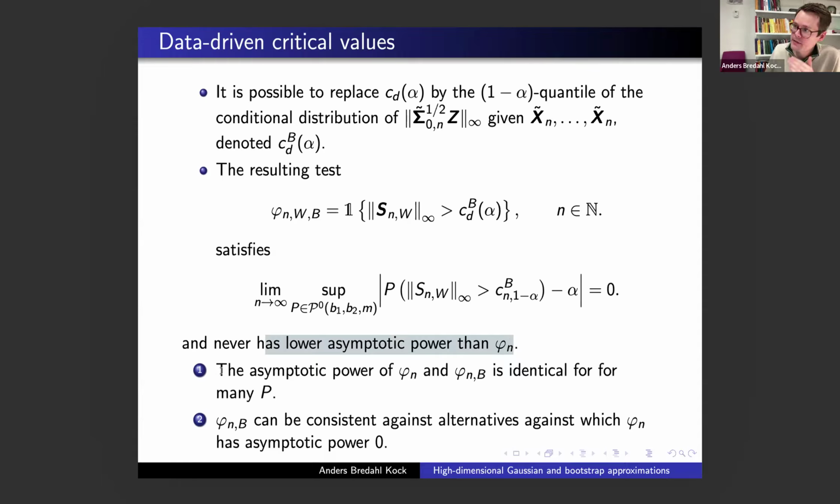But one can also show that for many distributions, it doesn't help to use these data-dependent critical values. In fact, the asymptotic power functions are the same. But for some distributions, it can help a lot, because there exist distributions for which phi n w b, as I've written down here, that is my sequence of tests based on winsorized means but data-dependent critical values, can be consistent, but if I instead use phi n, the one where I don't use data-dependent critical values, I have asymptotic power 0. So an asymptotic power gain of 1, the most one can hope for. I think I will leave it at this because I said I would speak for 50 minutes only.